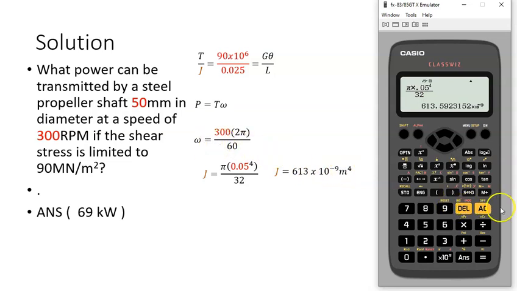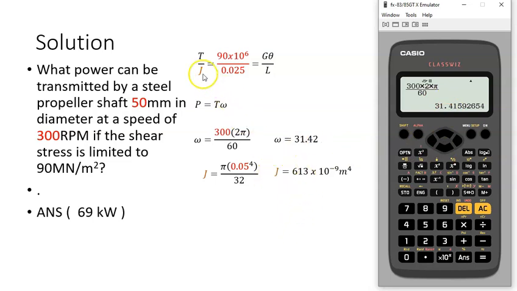Okay, omega then is 300 multiplied by 2, multiplied by pi, and we're going to divide that by 60, and we get 31.42.